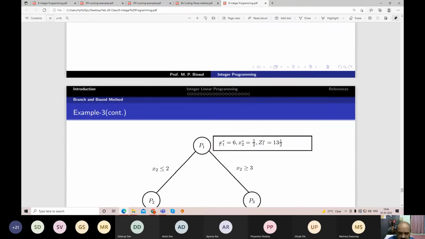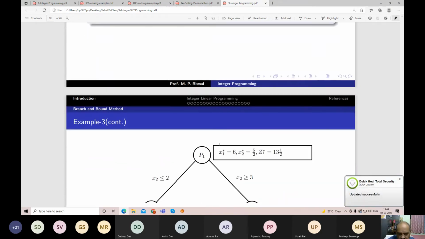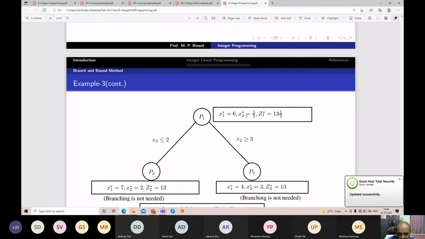So if you solve, any method, we get the solution x1 equal to 6, x2 equal to 5 by 2. A similar problem we have solved earlier, and the objective function z1 equal to 13 and a half. With respect to 5 by 2, we have imposed the constraint x2 less than or equal to 2, and then x2 greater than or equal to 3.